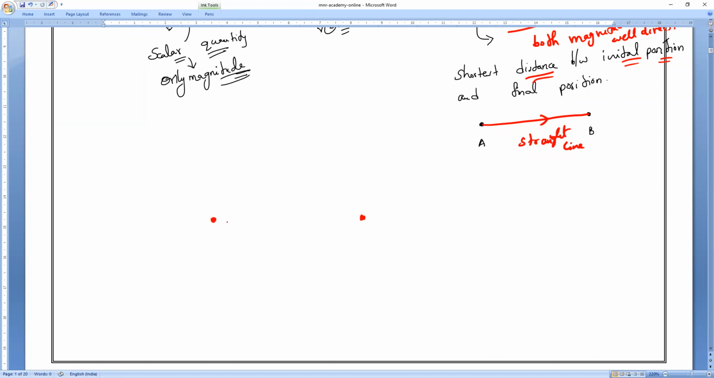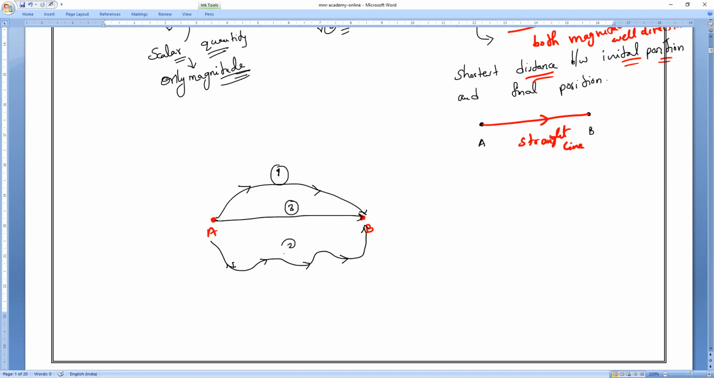So this is point A and this is point B. The first path chosen by a person to go from point A to point B, he will go in this way. Now another path he has chosen and he reached point B in this path. And the third path chosen by him is this one: path 1, path 2 and path 3. Now tell me, all three paths are called what? Distances.